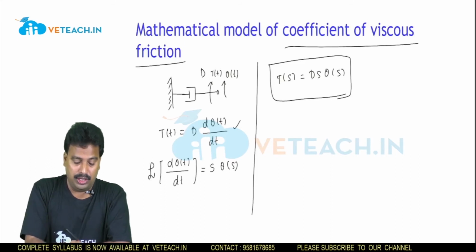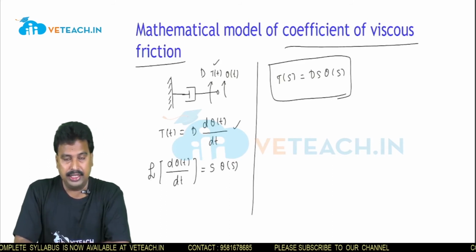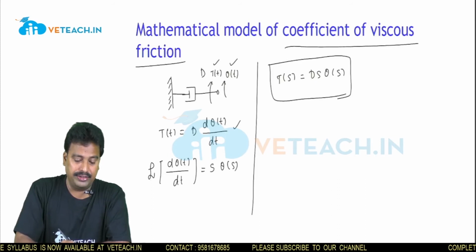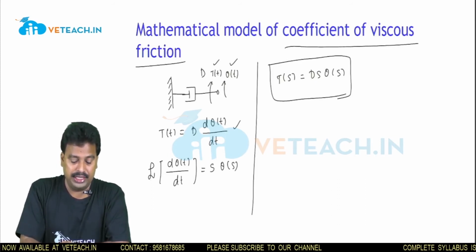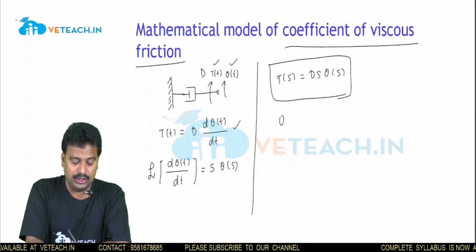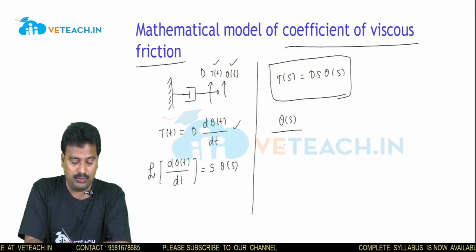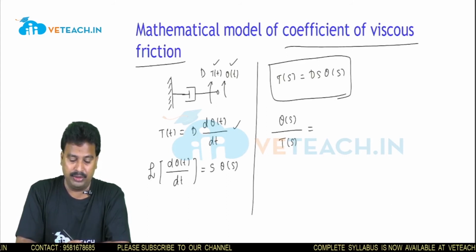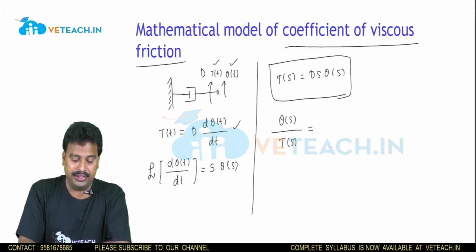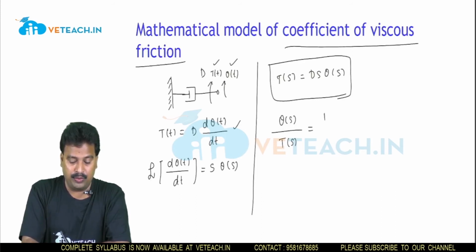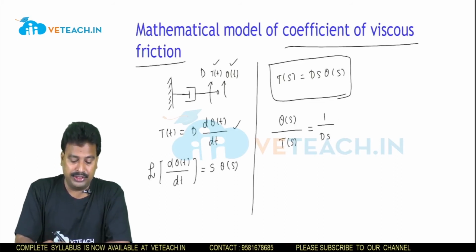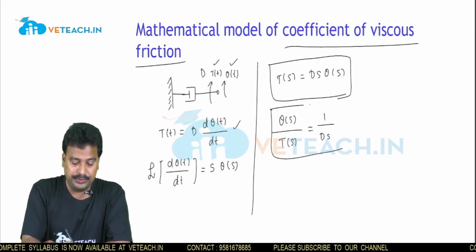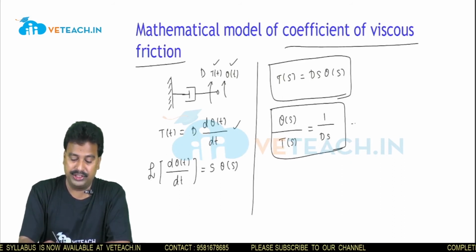Now, T of t is the input and theta of t is the output. Now, we can write the transfer function of the system as the ratio of Laplace transform of output variable to the Laplace transform of input variable. So, theta of s by T of s is equal to 1 by ds. So, this is the transfer function for coefficient of viscous friction.